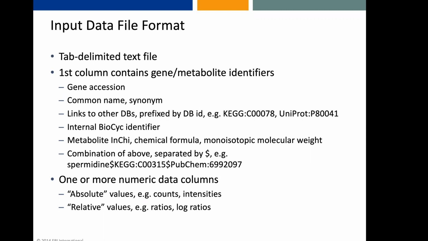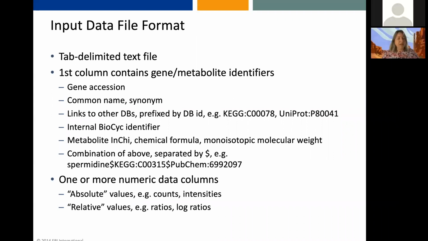And these data columns, they're just numbers to us, but we need to know what kinds of numbers they are. So there are really two types of data values that we see. One is absolute values, so things like counts or intensities, where the lowest possible value is 0 or sometimes just slightly higher than 0, and they only go up in a positive direction.